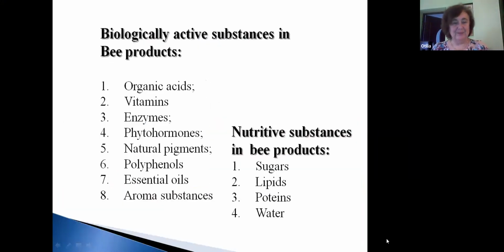The mouse, yes. So it is known that the nutritional substances in all food products, in bee products as well, are sugars, lipids, proteins, and the amount of water. With these components, we can calculate the nutritional value of the food and also of the bee products. But biologically active substances are different classes of substances which are found in minor amounts, in very small amounts, and these classes may be organic acids and vitamins or enzymes, phytohormones, natural pigments, and the most important, I would say, are the polyphenols, but also, not the least, essential oils and different aroma substances.